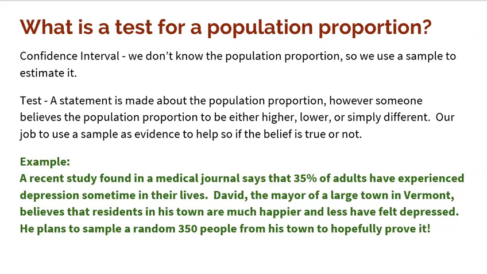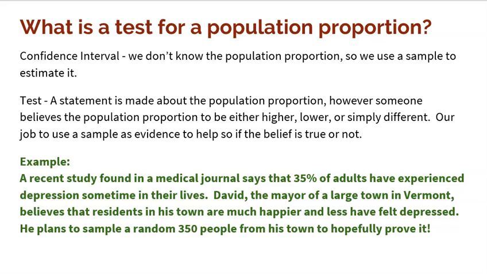However, someone believes the population proportion to either be higher or lower, or simply different than what we were told it was. So our job is to use a sample as evidence to help to see if the belief is true or not. Now, that's maybe not the best explanation, and certainly this is just the beginning of this, but here's an example that might make it a little bit more clear.